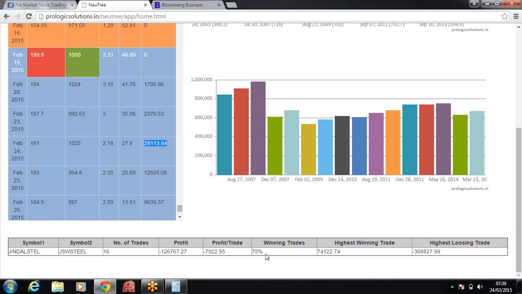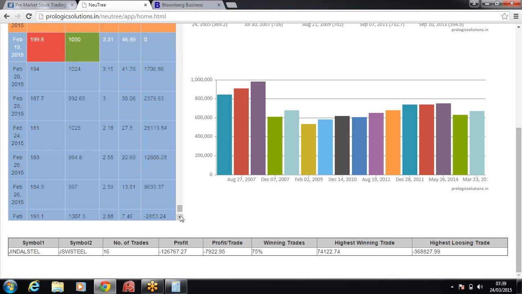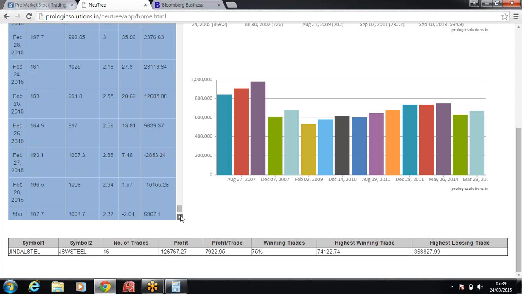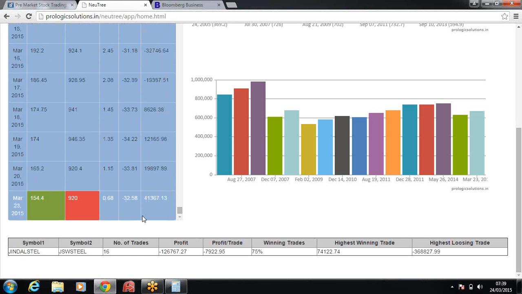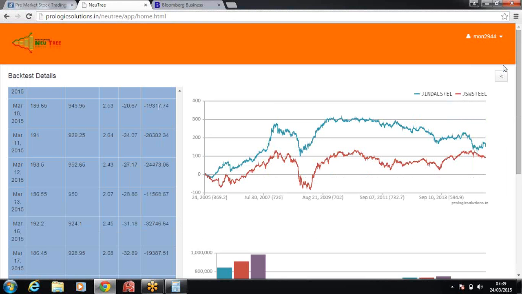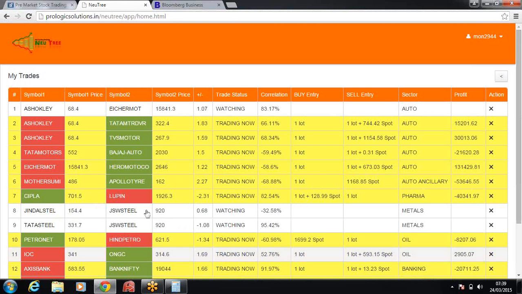So you check the winning trades also. In case your percentage of winning trades is higher and your correlation is somewhere near 70, you can pick up those calls. Jindal Steel and JSW Steel are the same category, the same group, so you can take some risks like this and then you can even trade this way also. So that is the trades that are closed.